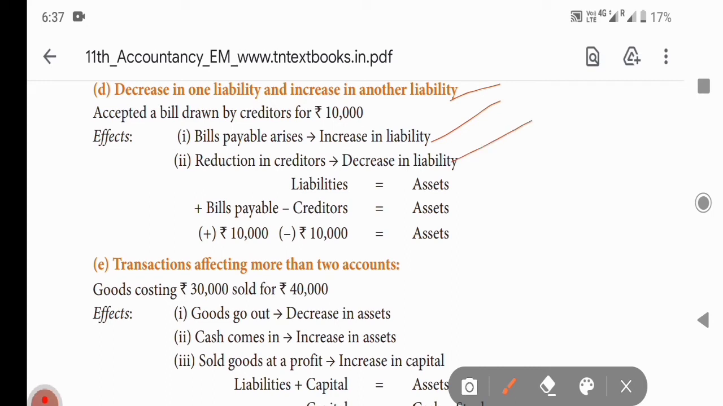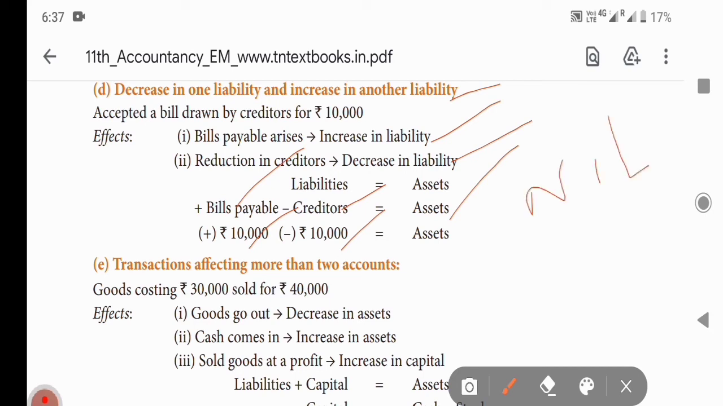So what is the equation? In liabilities there is bills payable minus creditors. Here there is no asset at all, there is only bills payable and creditors. Bills payable is 10,000 and creditors is 10,000. How much amount do we want to pay? 10,000 rupees. So we are paying the creditors 10,000. So 10,000 minus 10,000, here it is nil balance.